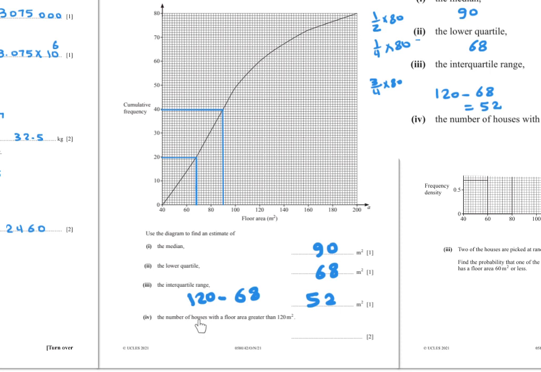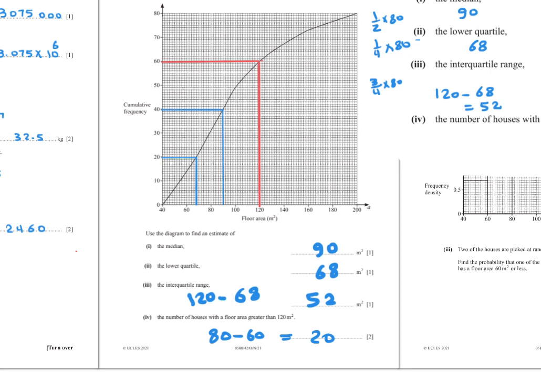Part iv, the number of houses with a floor area greater than 120 square meters. So this is the area, this 120. Start from 120, go up till you reach the curve, then find the corresponding value on the y-axis, which is 60. If I need less than, then 60 directly. I need greater than, so the total, which is 80, minus 60 equals 20.